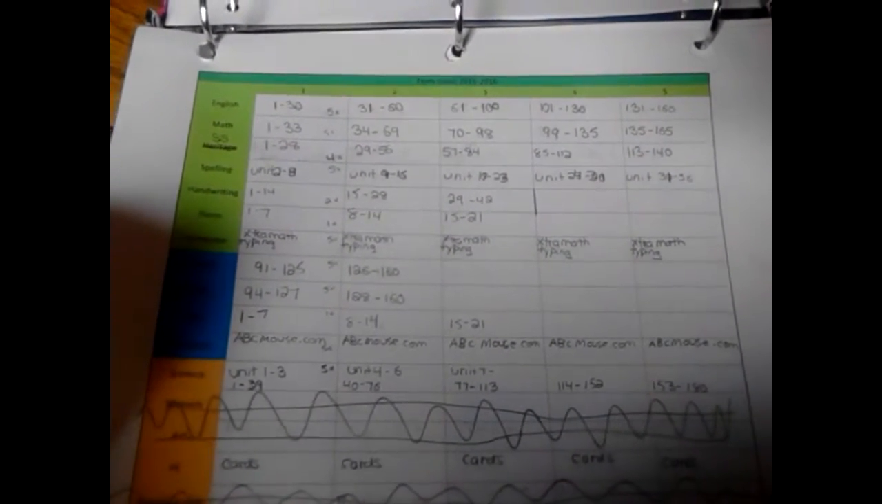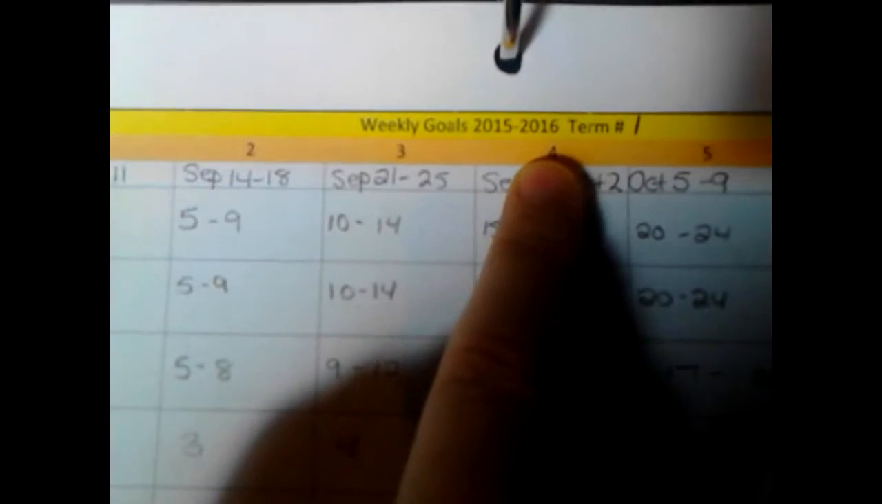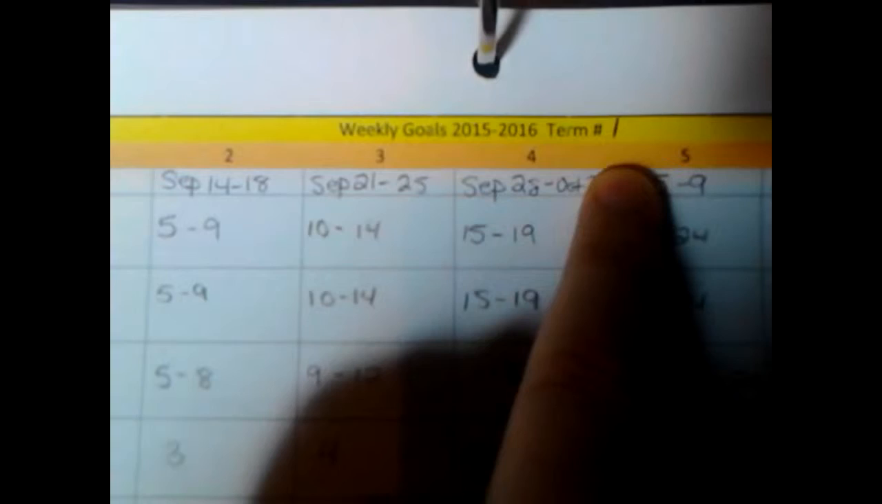Now, the next thing I do on the next sheet is I'm going to break it down even further. You'll see that this is a progression. This starts from just an overview of the year. We're going to look at the curriculum. We're going to now break it down into the terms. The next sheet we're going to actually break it down per week. So this is my weekly goals for 2015 to 2016, term number 1.